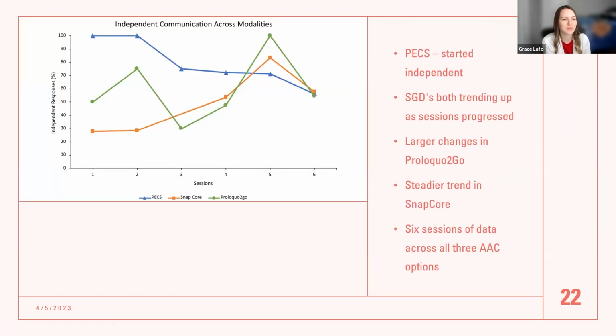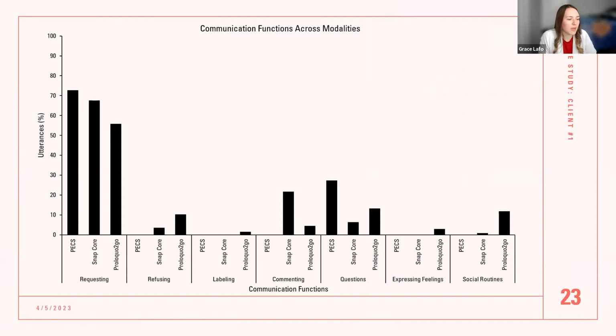Thank you. Because his assessment was naturalistic, we were able to observe his communication functions across different settings. On our x-axis, we have the various communication functions that we observed, including requesting, refusing, labeling, commenting, questions, which is asking or answering questions, and expressing feelings and engaging in social routines.